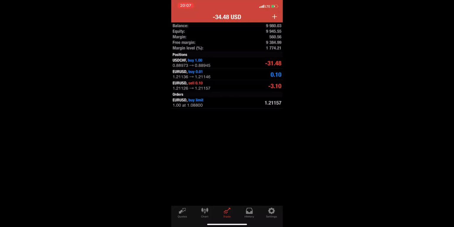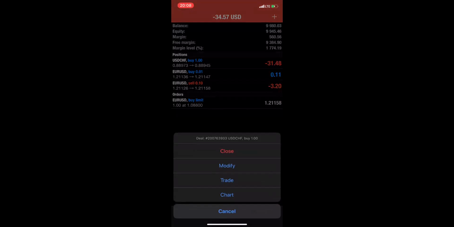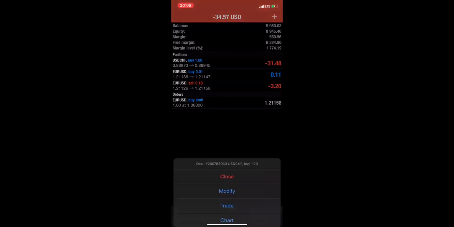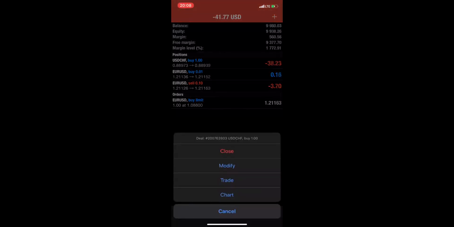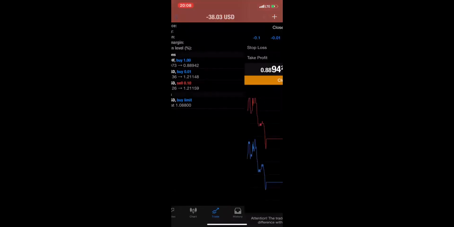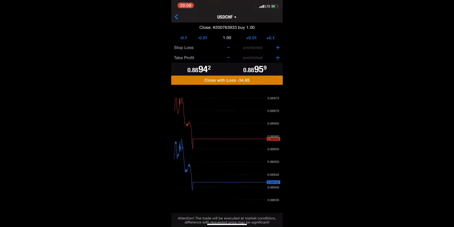How do you close out, or how do you partial close? Now, you can see this USD CHF. If I want to close out, I'll just double click. Once I double click on it, I have close, modify, trade, and chart. If I want to close out, I can close out. I can decide to close out with loss.